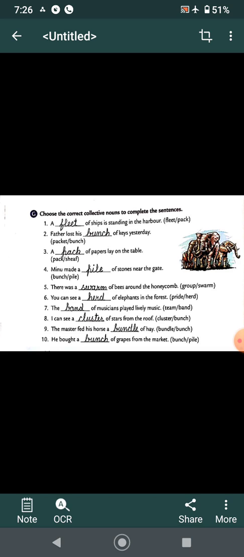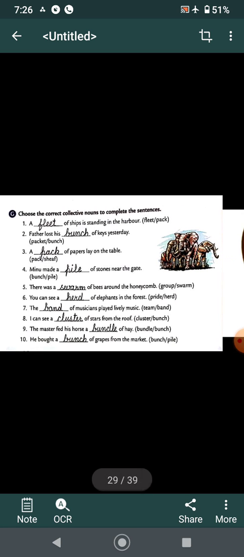Minu made a pile of stones near the gate. There was a swarm of bees around the honeycomb. You can see a herd of elephants in the forest. The band of musicians played lively music. I can see a cluster of stars from the roof. The master fed his horse a bundle of hay. He bought a bunch of grapes from the market.